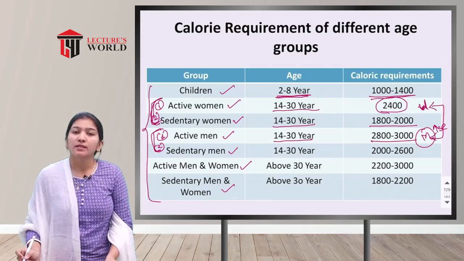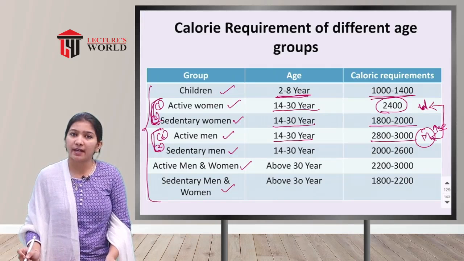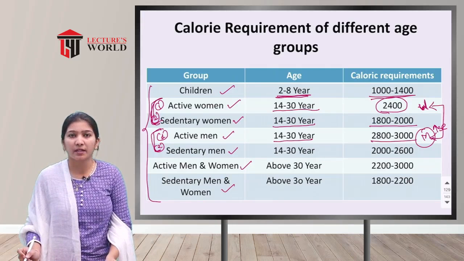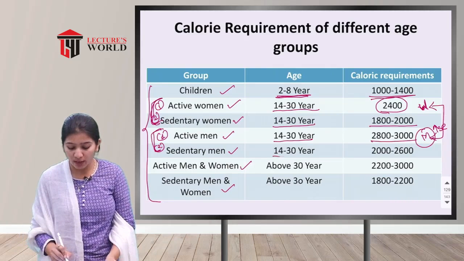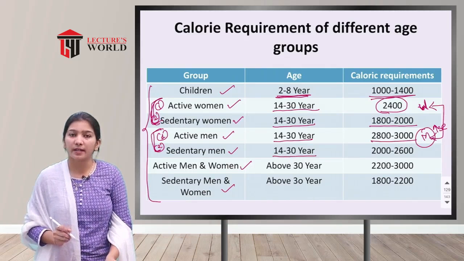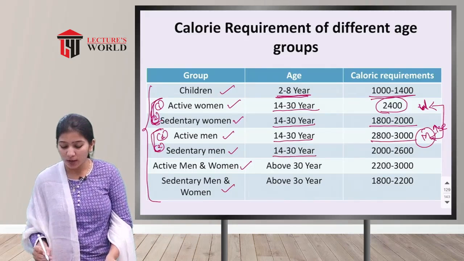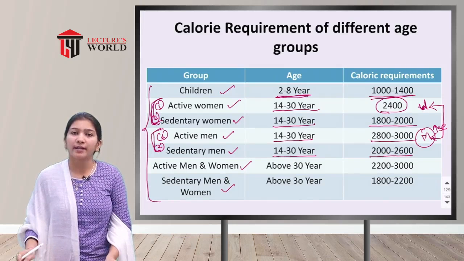Next we will talk about the sedentary males. Those males who are living a sedentary lifestyle, not doing any kind of activity or having a low level of activity, and are aged 14 to 30 years, should consume 2000 to 2600 kilocalorie in their day-to-day life.